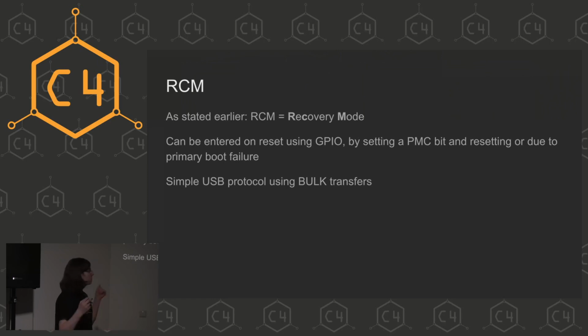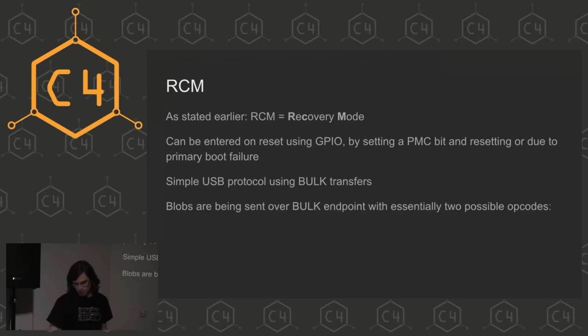RCM itself is a relatively simple USB protocol using so-called bulk transfers. You can just throw stuff at it and read stuff from it in a certain format. And these blobs are a complete binary format, so no ASCII or something like that. They are written to that bulk endpoint, and there are essentially two possible opcodes. There are more, but the others don't do anything. It's like a NOP or something like that. It's like query some versions. You can query 3 different versions. They are all the same all the time. Or you can download code.